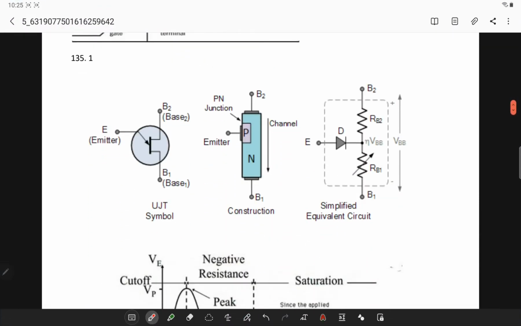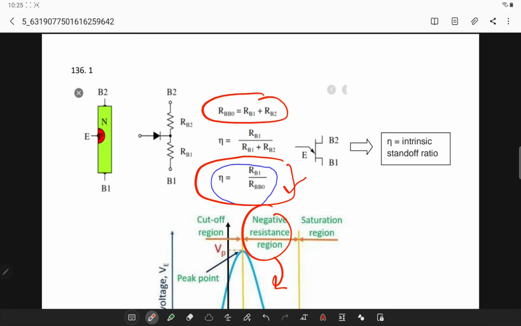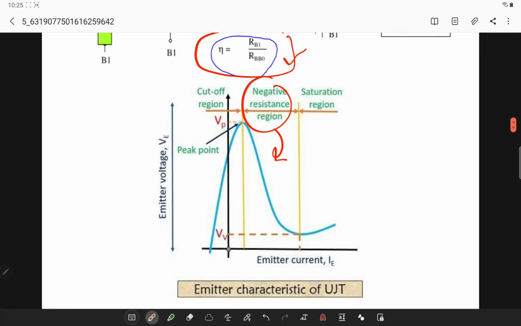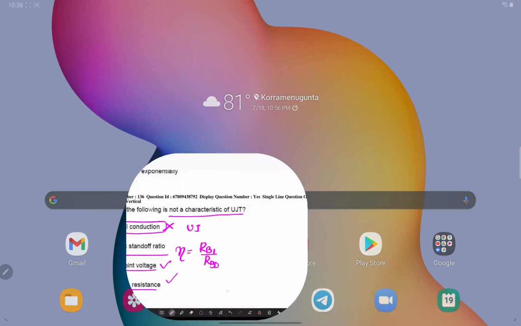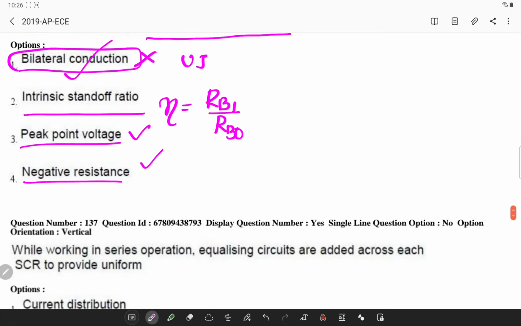pictographically. So see this. You have the intrinsic standoff ratio, and this is the concept of negative resistance which I have discussed, and you have the other factors. So these are the characteristics of UJT, but nowhere do you have the concept of bilateral conduction.